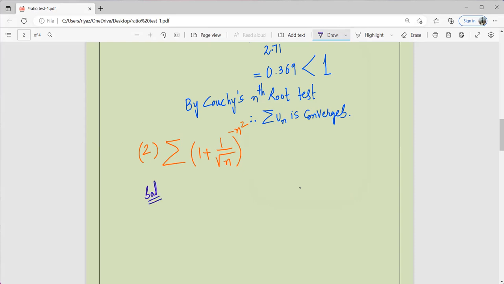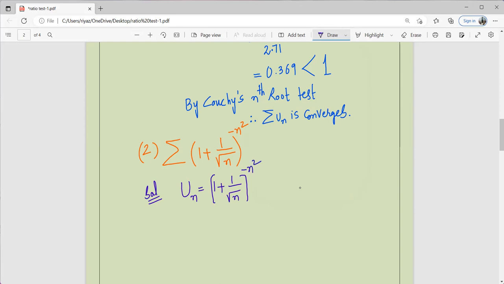Okay, now here some manipulation we require. Once again, what is the u_n value? Once again tell me. 1 plus 1 by root n to the power of minus n square. Root n whole to the power of minus n square.